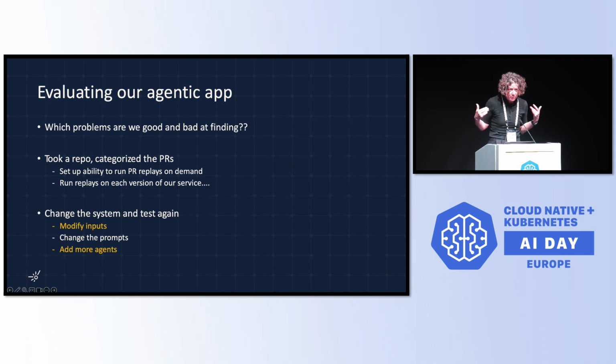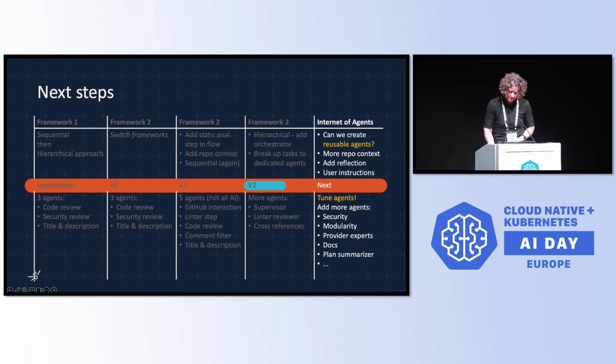We run our agent at each of the versions to see which of the categories we're getting back good and bad responses on. To evaluate good and bad, we can use an LLM, or even better, we can evaluate with humans. That gives us an idea. Then we change the system and test again: modify the inputs, maybe change the prompts a bit, add some more agents. So that's where we're at this moment.